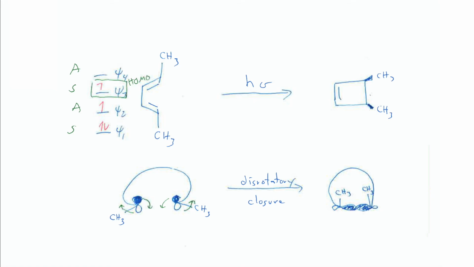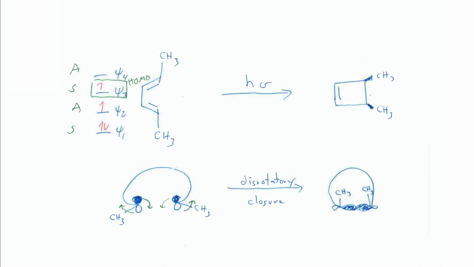And look at what that's going to do to our two substituents. Rotating the left atom clockwise is going to bring that methyl group up, and rotating the right carbon counterclockwise is going to bring that methyl group up. So they're both going to be pointing up, and that means they're in the same direction, giving us a cis stereochemistry. Now, all other electrocyclizations can be dealt with in the same way.